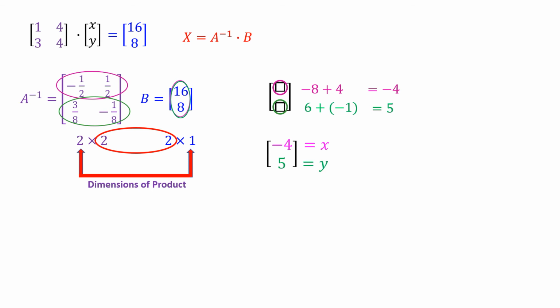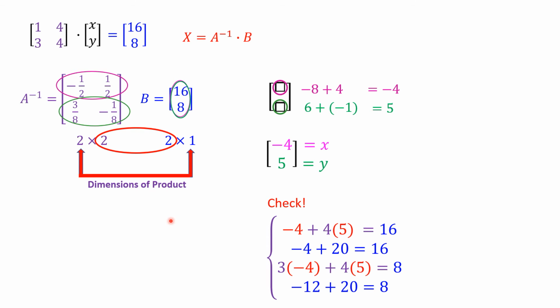Let's not forget to check. Let's just throw it into the main equation. Remember, we had X plus 4Y equals 16. So negative 4 plus 20 equals 16, and it does. Right? And then we had 3X plus 4Y equals 8. So 3 times negative 4 is negative 12. 4 times 5 is 20. Negative 12 plus 20 is 8. So our answer does check.